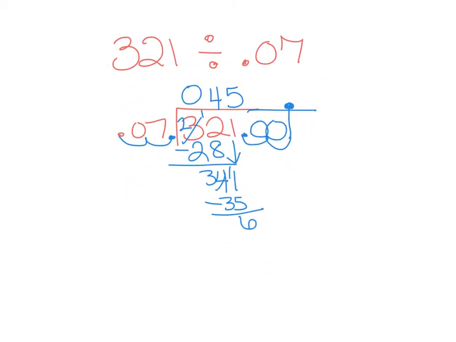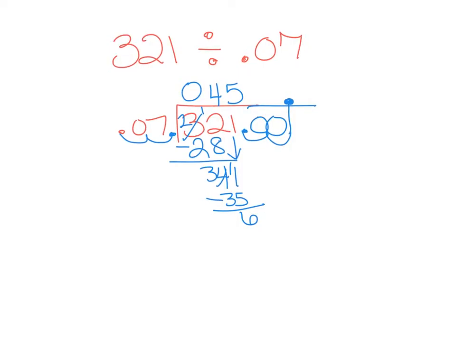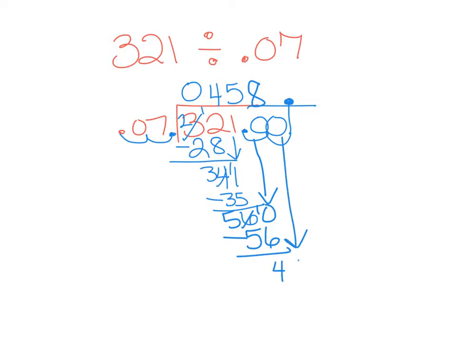Let me squish this up just a little bit so we've got more room. And we will bring down our 0. Divide again. 7 goes into 60 8 times. 8 times 7 is 56. Subtract. Never forget your borrowing. 10 minus 6 is 4. Bring down our last 0. 7 goes into 40. That will be 5 times. 5 times 7 is 35. Subtract, we get 5 again.